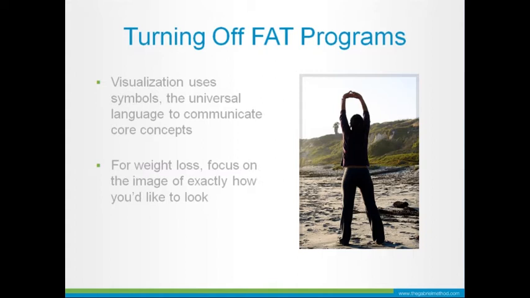So when you make a visual image of exactly the way you'd like to look, the way we've been doing all through this program, then your body understands. It's a way of communicating with your body that that's the way you're supposed to be, and that your subconscious part of your brain that's in charge of the fat programs will be able to turn the fat programs off. It's enormously effective in that regard.